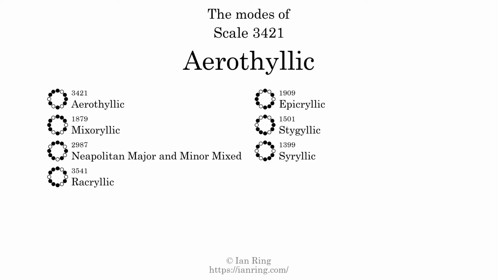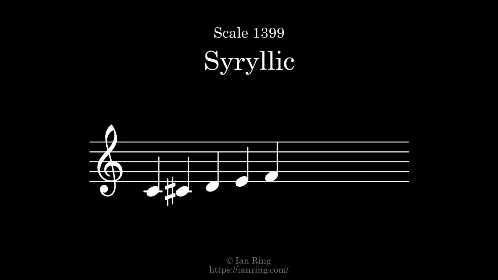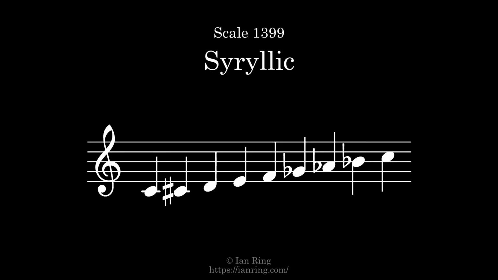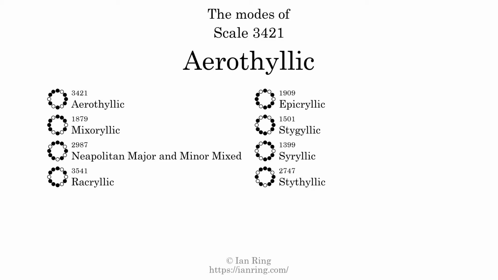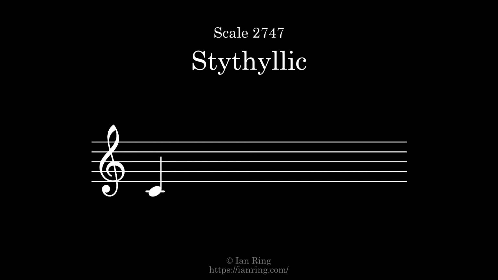The seventh mode is scale 1399, also known as Cyrillic. It sounds like this. The eighth and last mode is scale 2747, also known as Stythylic. It sounds like this.